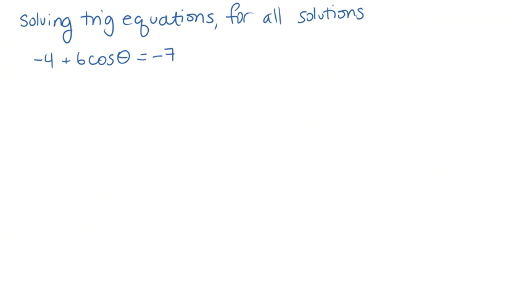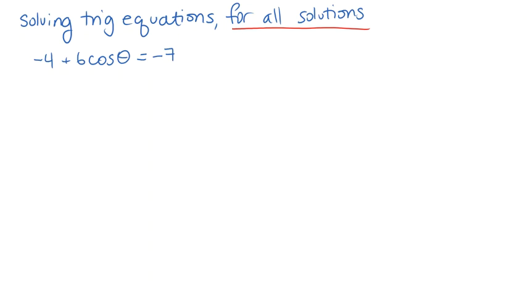Another type of problem you'll find is solving for all solutions. So this one here does not give you an interval in which to solve. So we need to find all possible solutions. And because sine, cosine and tangent are periodic, you're going to have a whole range of solutions based on adding the period to it.